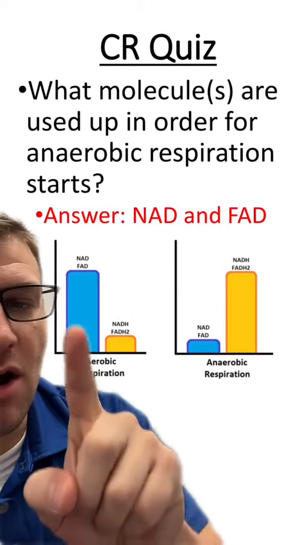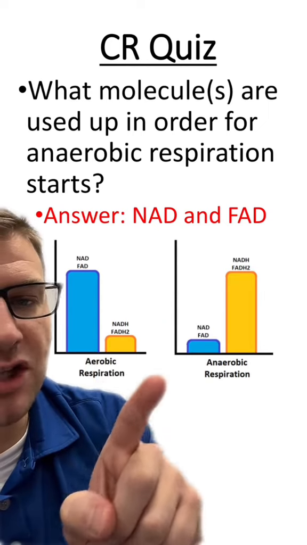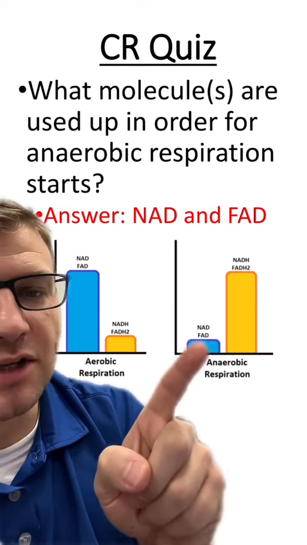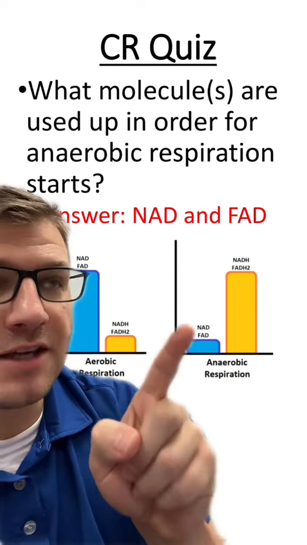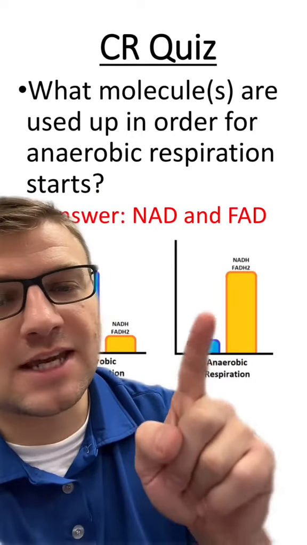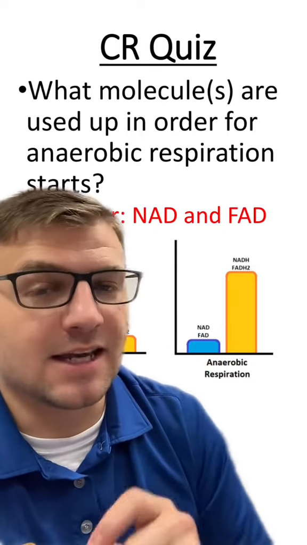These molecules are readily available in aerobic respiration, but during anaerobic respiration, they're going to be used up. Since these molecules are used up, we're not going to have enough of these to facilitate the other reactions, so that's when the problems start. And that's when fermentation has to kick in to free up some of these NAD molecules.